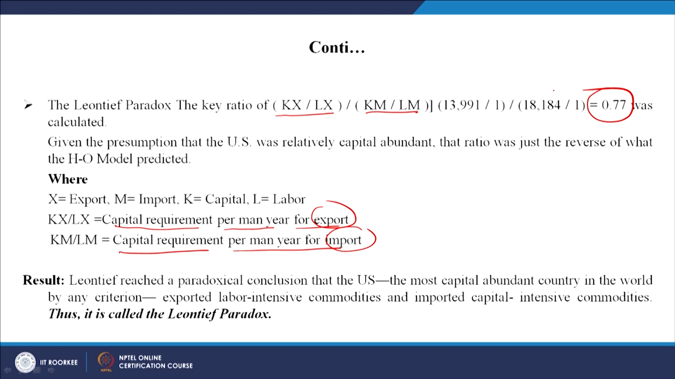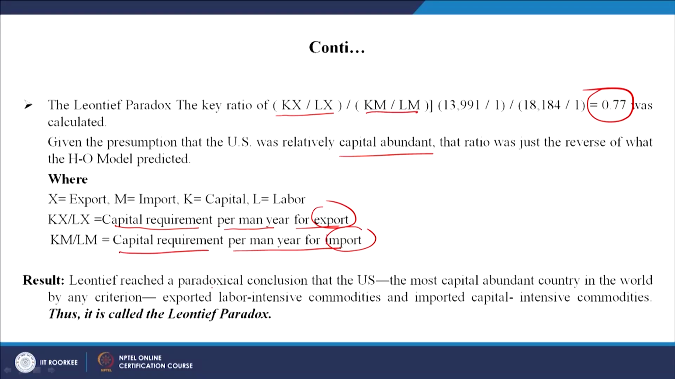Now, given the presumption that the US was relatively capital abundant, there is no doubt that the US is one of the economically stronger countries and it has a lot of capital. Labor was thought to be the weaker one in terms of capital and labor. Capital was much stronger than labor, but the ratio was just the reverse of what the HO model had predicted. What did the HO model say? It said that if a country is good in capital, it would tend to export capital intensive goods, and if it is good in labor, it would tend to export more labor intensive goods, right.